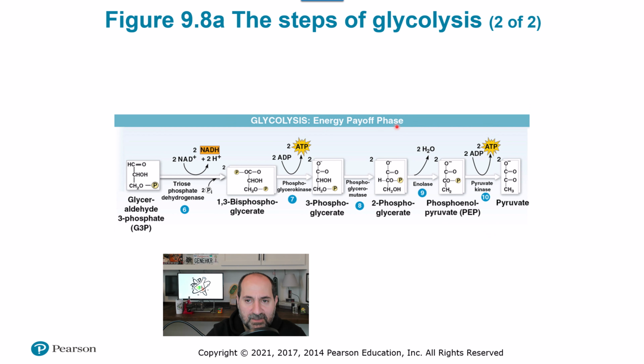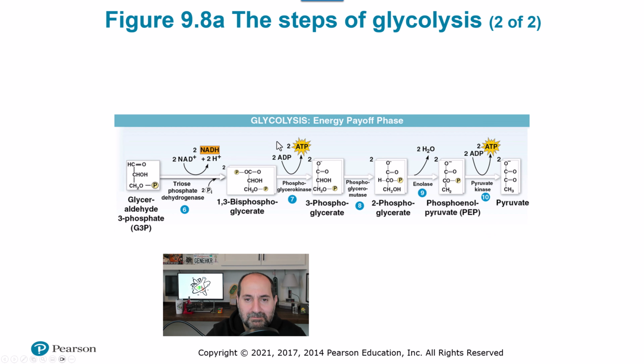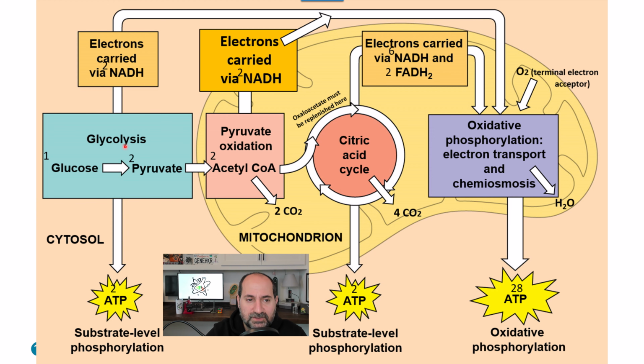And then during the payoff phase of glycolysis, remember we made 2 NADH, 4 ATP, and 2 pyruvate. So essentially we netted 2 ATP because we used 2 ATP during the investment phase, and we made back 4 during the payoff phase. So we netted 2 ATP with what process? Substrate level phosphorylation. So again, glycolysis results in 2 NADH, 2 pyruvate, and 2 net ATP via substrate level phosphorylation.